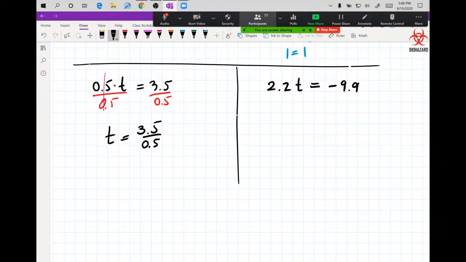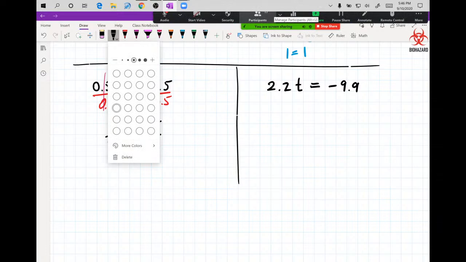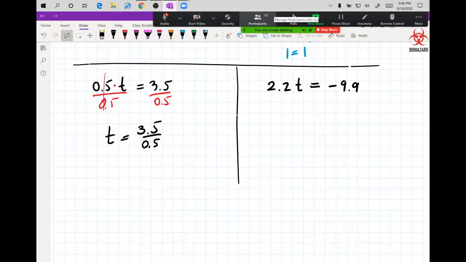We can quickly get to that answer by multiplying both numbers by 10. And if we multiply both numbers by 10, we would get 35.